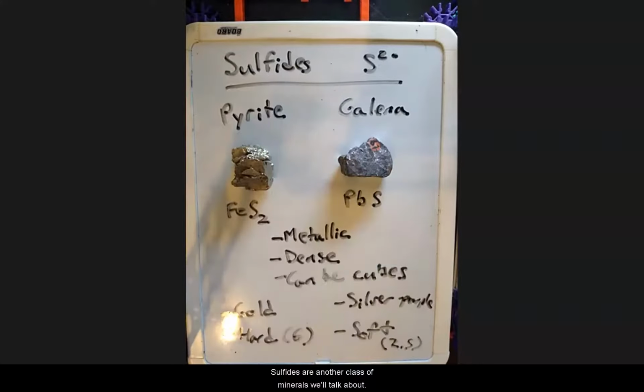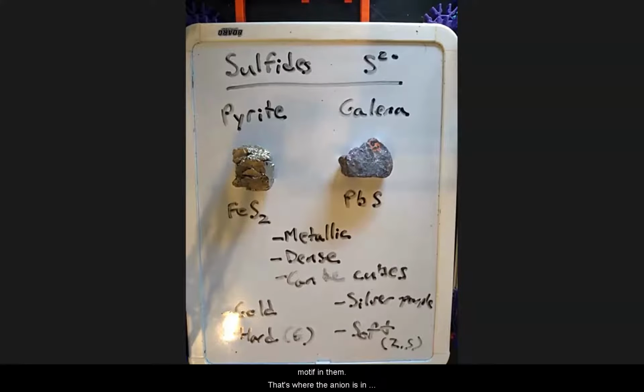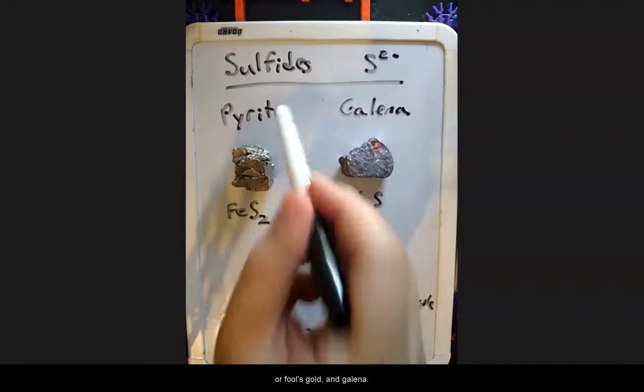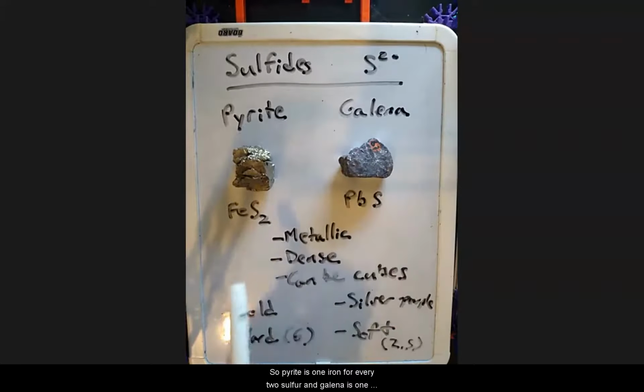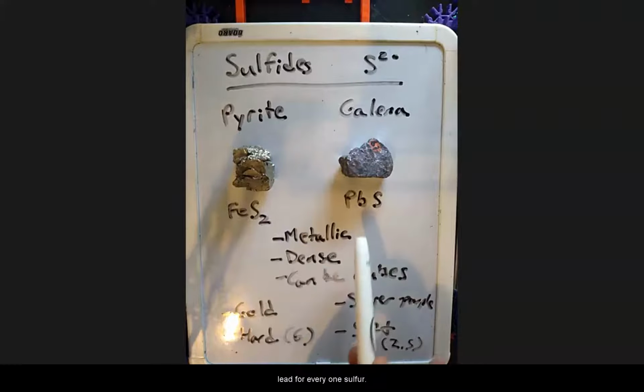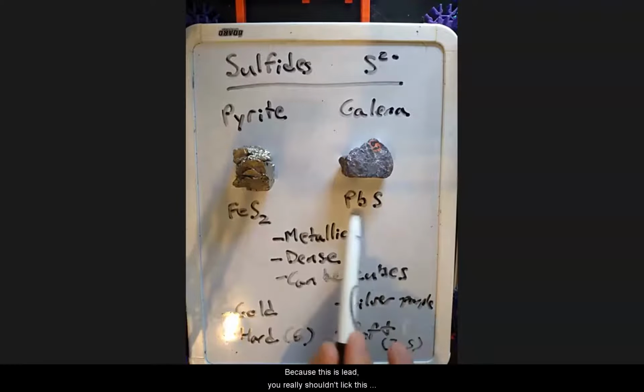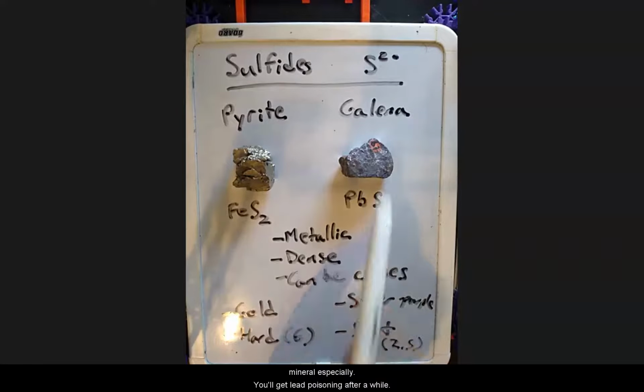Sulfides are another class of minerals we'll talk about. They have the sulfur 2- or sulfide motif in them. That's where the anion is in these structures. We've got two that we'll talk about, pyrite or fool's gold and galena. So pyrite is 1 iron for every 2 sulfur, and galena is 1 lead for every 1 sulfur. Because this is lead, you really shouldn't lick this mineral especially. You'll get lead poisoning after a while.